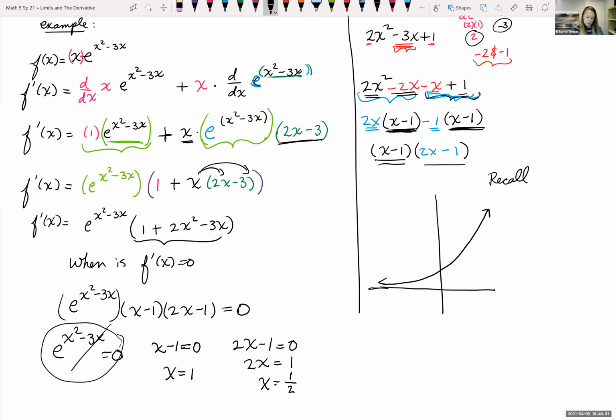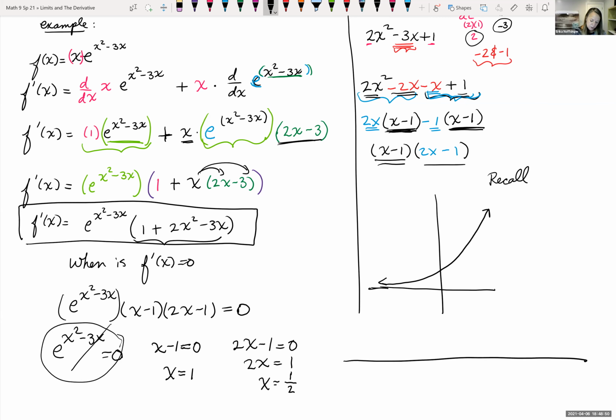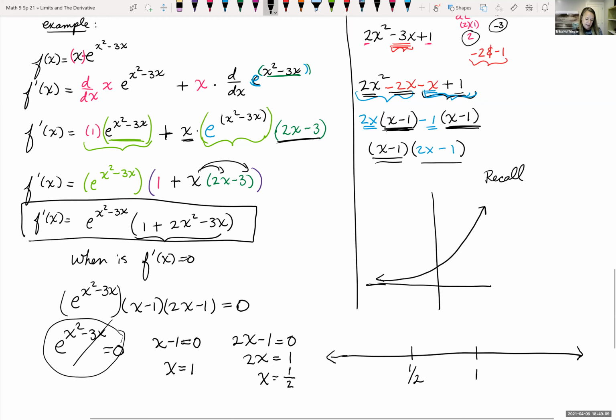So we have two critical values. We also have to look at when this is undefined, but this is defined everywhere, so we don't have to worry about that. Now we need to put our critical numbers on the number line. The smallest one we had was 1/2, and the largest number we had was 1. That means we have to test 3 different intervals, plugging into our derivative to see whether the derivative is positive or negative at those numbers.